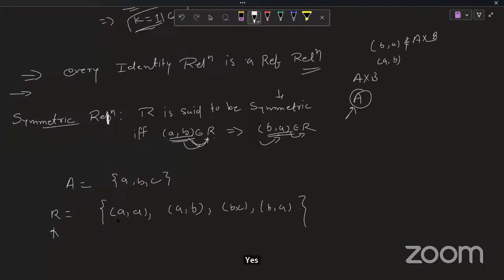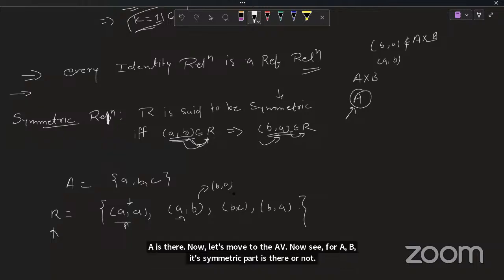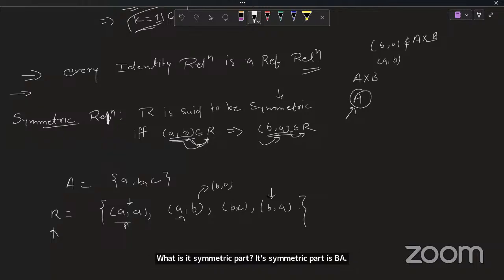So if you get a relation, take one element and then see whether its reverse part is there or not. For (a, a), it's there, right? Because the symmetric part of (a, a) is (a, a) itself. Now let's move to (a, b). Its symmetric part is (b, a). Now let's see, is (b, a) there or not? Yes, (b, a) is there. Now I'm done.